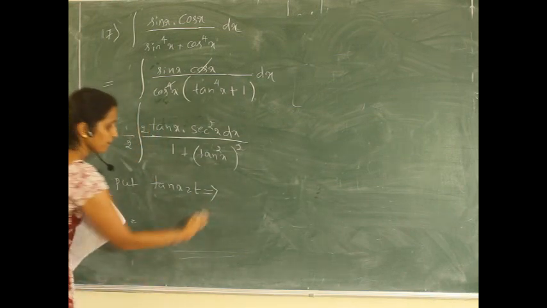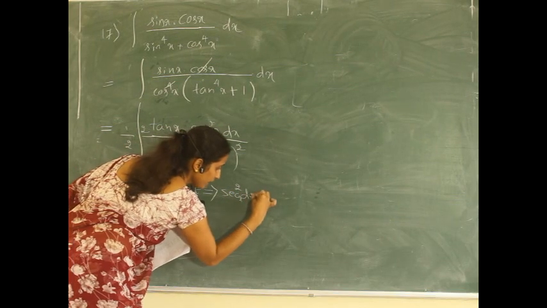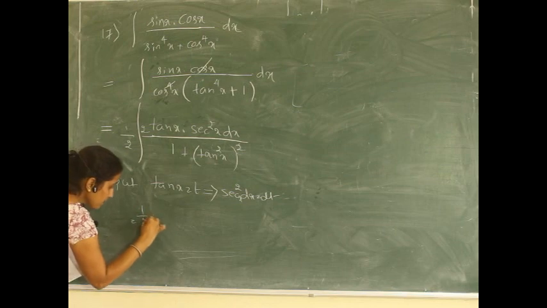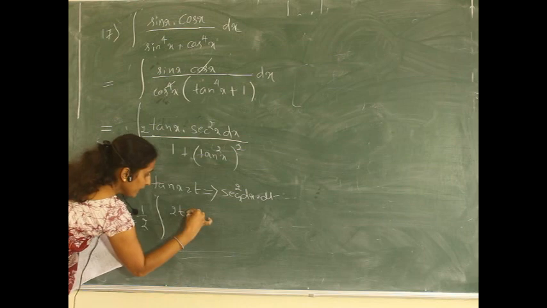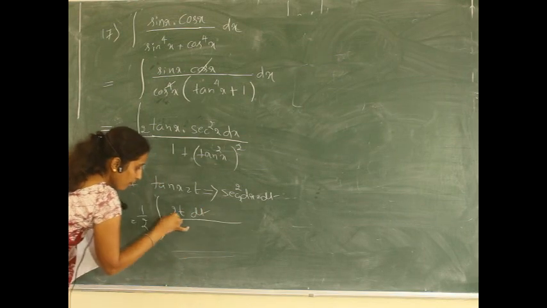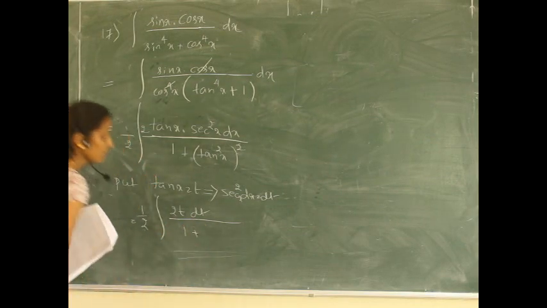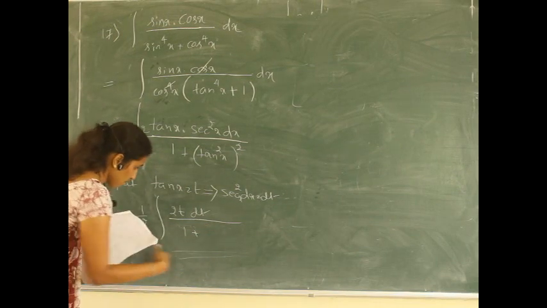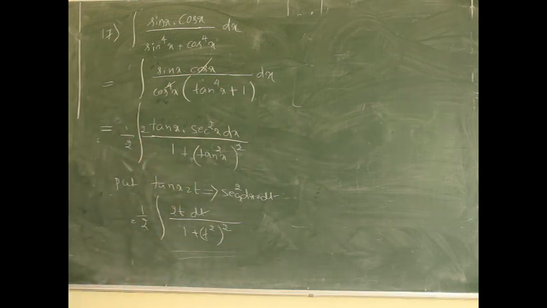This implies sec square x dx is equal to dt. So now the integral becomes 1 by 2 as it is, integral of 2t dt divided by (1 plus t square) whole square.